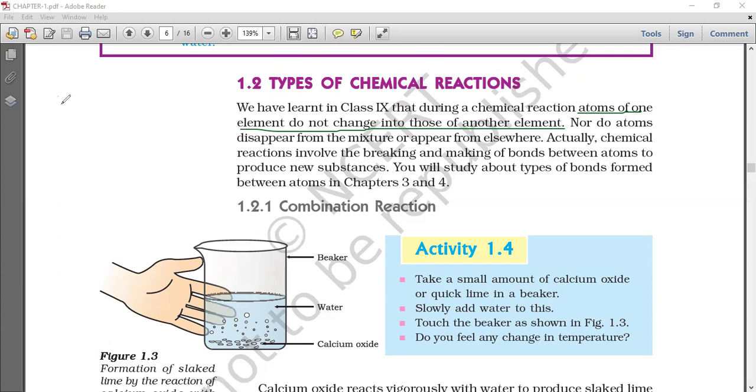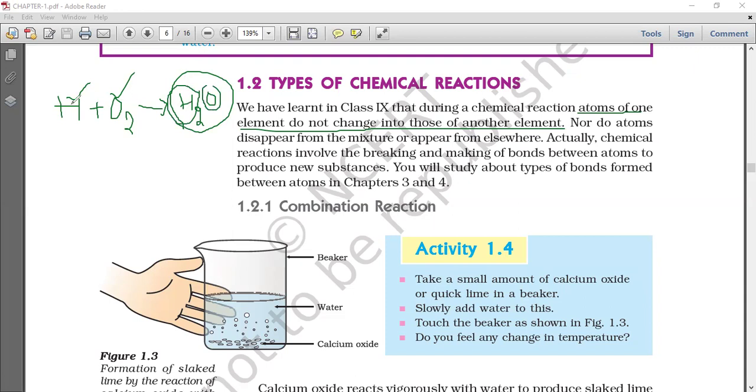So it means, suppose we all know that hydrogen plus oxygen gives rise to H2O, water. Here, there are two different atoms. The hydrogen atom is different, the oxygen is different, and finally the product is water. Even though it has changed into water, it contains hydrogen atoms and oxygen atoms.